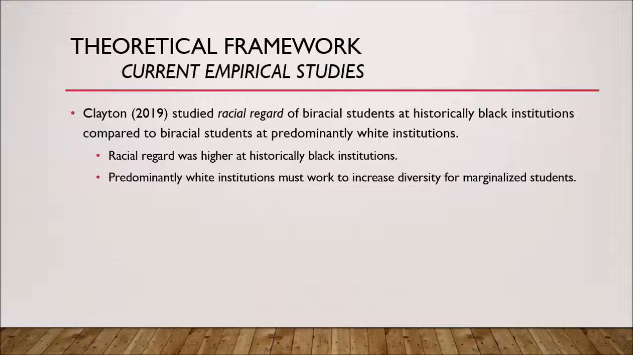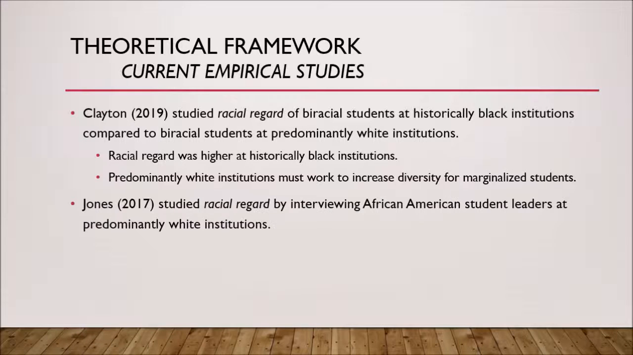Many of the students in the research already had negative views or negative stereotypes that they believed about themselves and about their race prior to entering college. What the researcher found was that the racial regard turned out to be much higher for students at the historically black colleges and universities, and this was attributed to more exposure to similar peers and faculty members. The implication that the researcher suggested for predominantly white institutions is that they have to find ways to increase diversity, because this will help improve the racial regard for those marginalized groups of students.